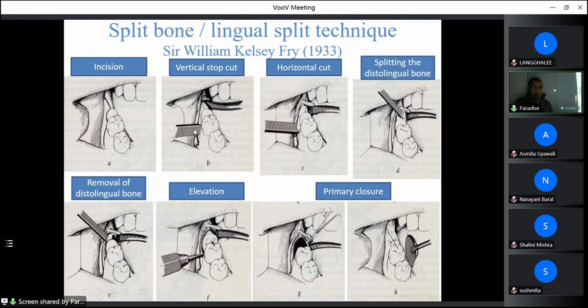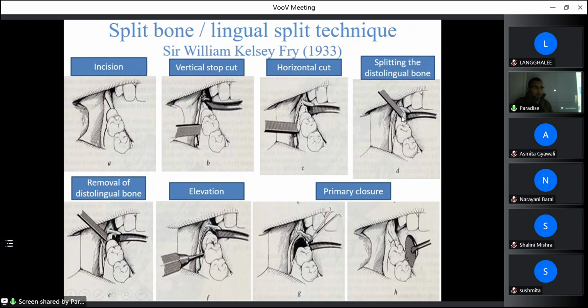Once you have reflected the mucoperiosteal flap, now you have the differences. Now you have to give the vertical cut with chisel and mallet on the mesial surface of 8 or distal to 7. Once you have given the vertical cut, then you have to again give the horizontal cut. The length of the vertical cut is about 5 mm. After giving the vertical cut, you have to again do the horizontal cut. You have to remove the buccal bone. Once the buccal bone is removed, now you have to remove the lingual bone as well.